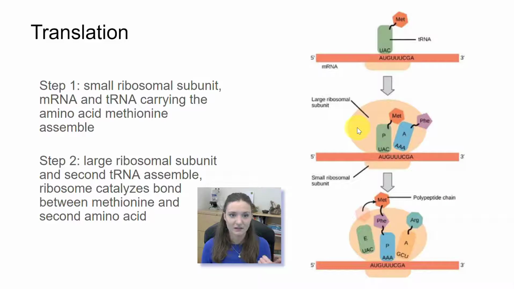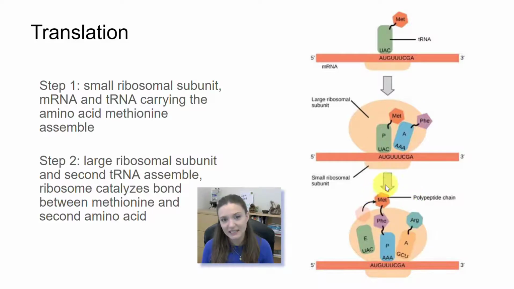So the larger subunit comes in. We have our next tRNA coming in. It's going to sit in what we call the A site. And basically what's going to happen, this ribosome has an active site, just like an enzyme. It's going to take those two amino acids and smush them together to make that protein bond. So whatever's in the P and the A site get connected together. We build that peptide bond by the ribosome catalyzing that reaction between the amino group and the carboxyl group of the different amino acids.